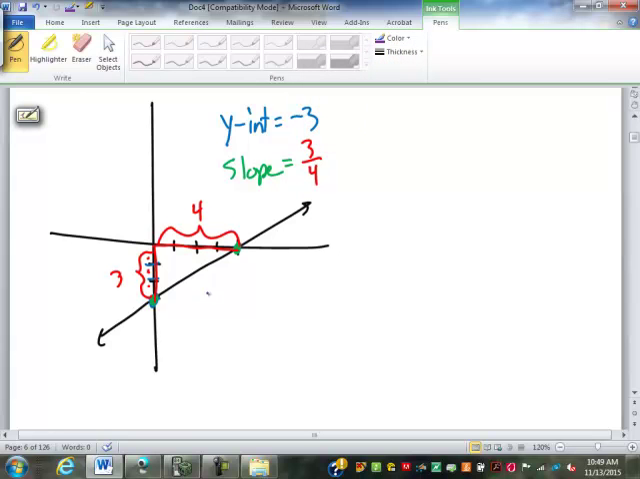So the equation for this line, y equals, what's my slope? So 3/4 times x, so 3/4 x. And what's my y-intercept? -3, so -3.